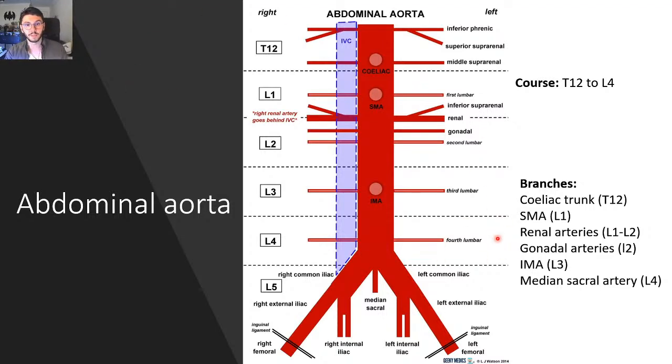Then we have the renal arteries. They are at L1 to L2. The right renal artery goes behind the IVC, the inferior vena cava. Therefore, it's a little bit longer because it has to go behind. This was an exam question for us: why is the renal artery longer? Because it has to go behind the IVC.